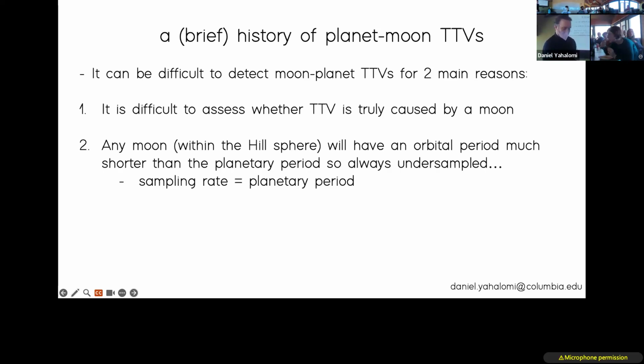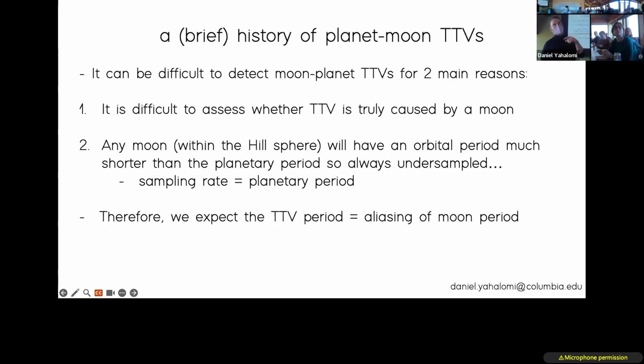And secondly, any moon within the Hill sphere, which is where moons can live, will have an orbital period that's much less than the transiting period of the planet. And we can only sample TTVs once per transit. And so by definition, the sampling rate is the planetary period, which is greater than the true orbital period of the moon, which is equal to the TTV period of the moon signal. So we observe an alias of the true moon period.